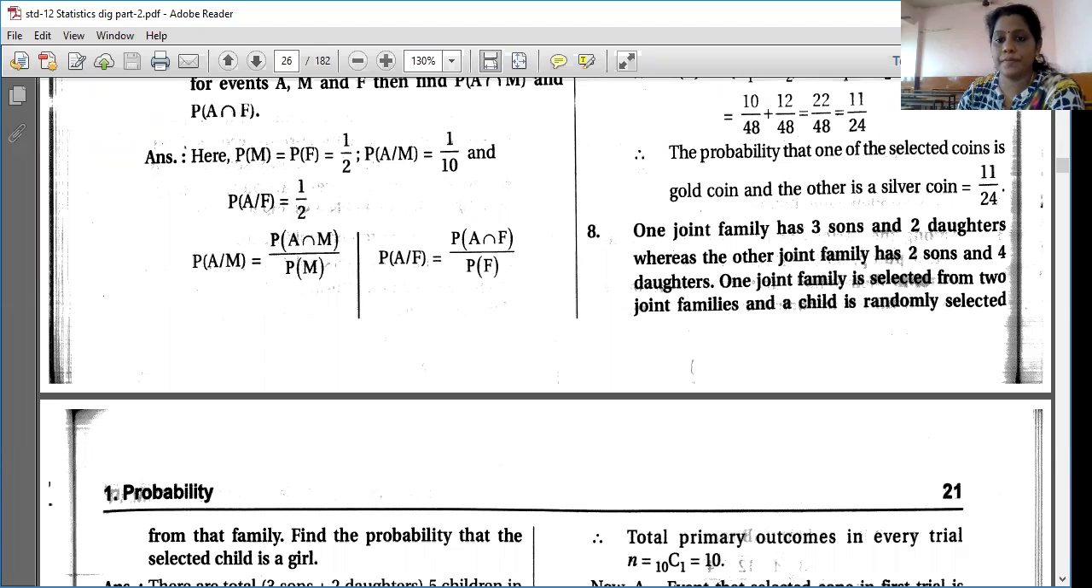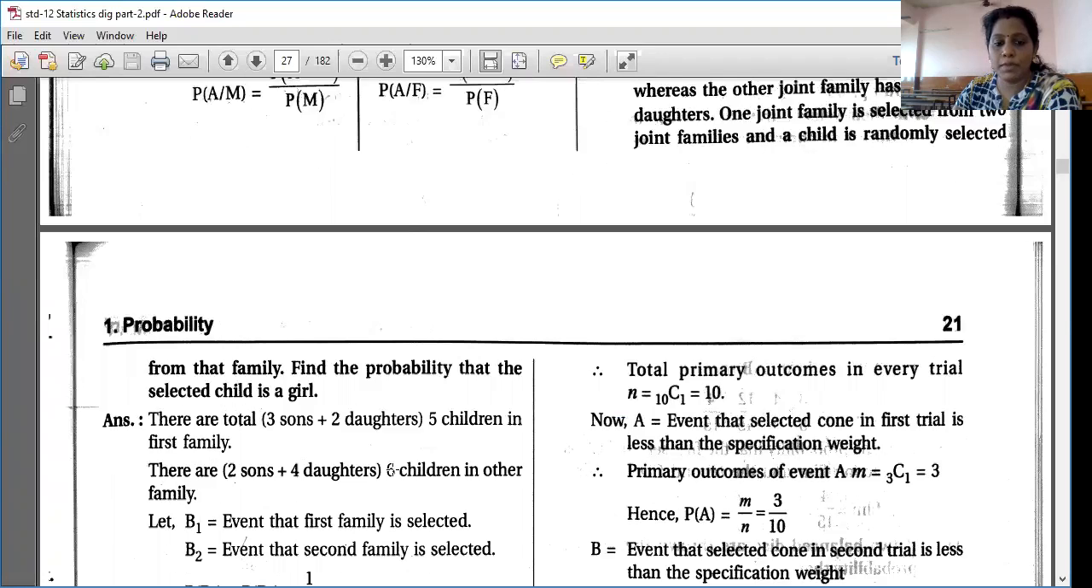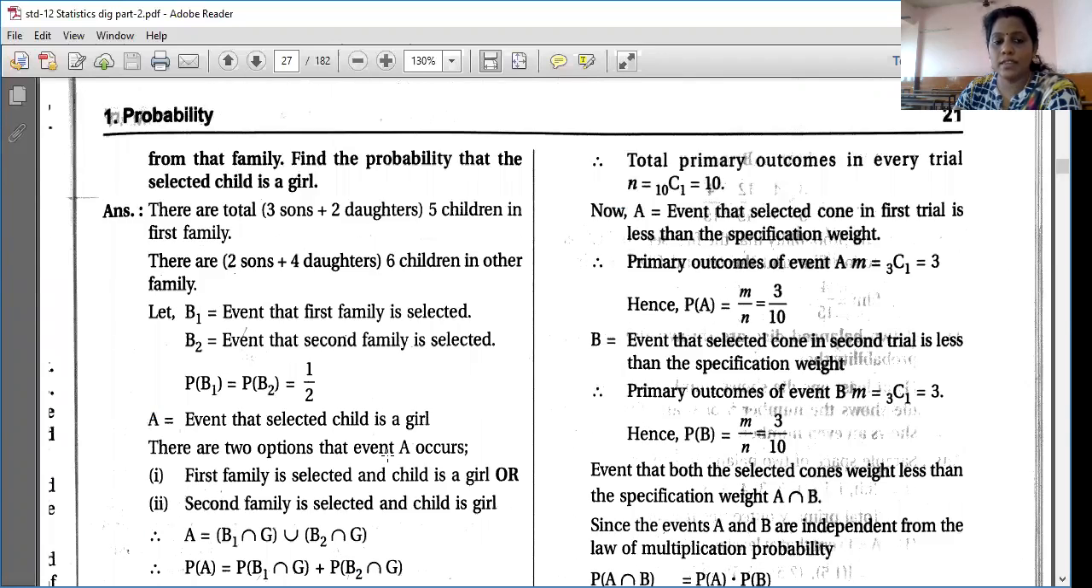So the question is, one joint family has three sons and two daughters, whereas the other joint family has two sons and four daughters. Okay, so there are two joint families. One is having three sons and two daughters, that is five children, and the other family is having two sons and four daughters, that is six children. So one joint family is selected from the two joint families, and a child is randomly selected from that family. Find the probability that the selected child is a girl.